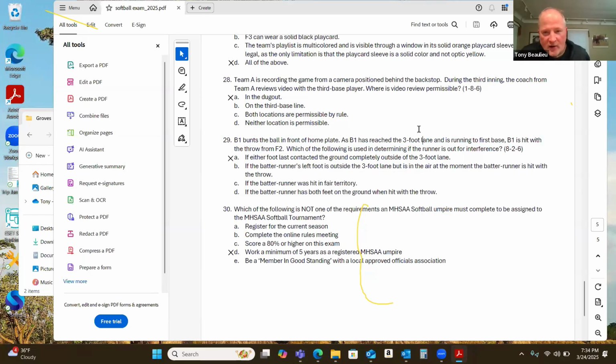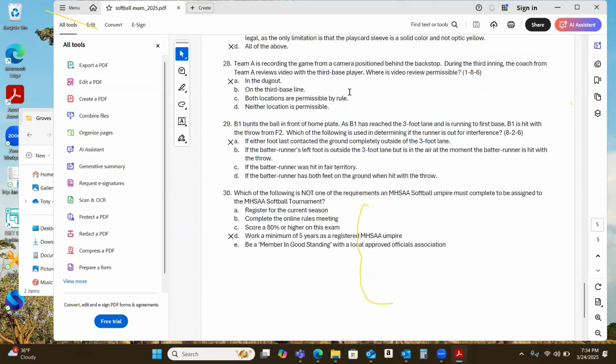So if either foot last contacted the ground completely outside the running lane and there was a throw, then the answer is A. The only hint I would give you here is, on all of these fields that don't have double bases, the runner is running down the first baseline, the catcher picks up the ball and throws the ball, and the runner's right foot is in the running lane and the ball whizzes over her head and the first baseman does not field the ball, this rule does not apply, right? The last foot that touched is inside the running lane. Her left foot is in the air. So please pay attention to the little details of these kinds of things.